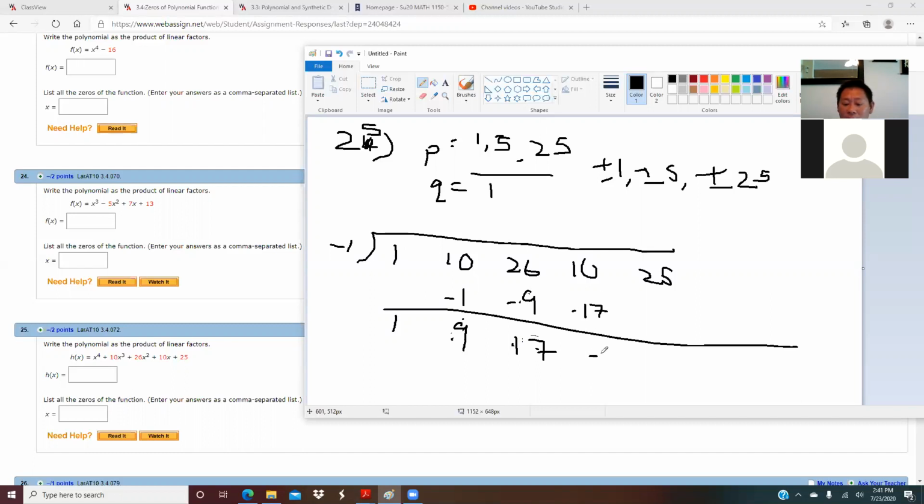This one also doesn't work because it doesn't get you 0. So that means this is telling us that 5 does not work. So I'm going to try with negative 5. This is what I call trial and error here, meaning you have to keep on trying.